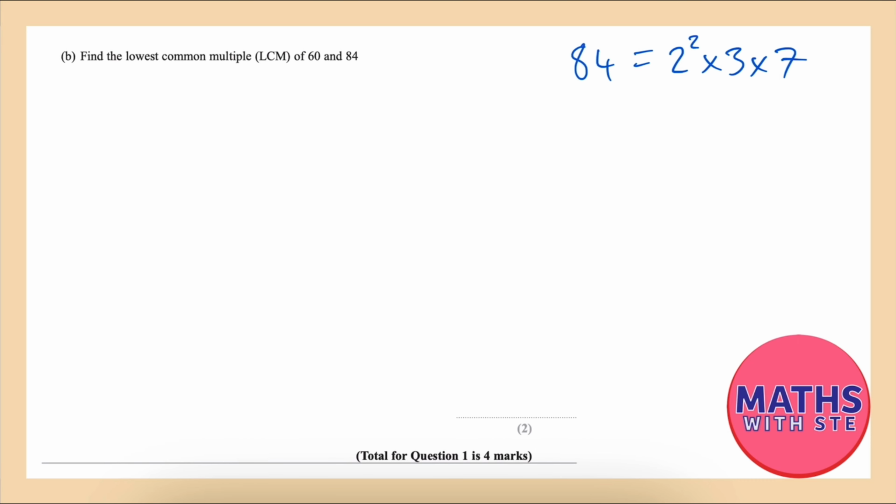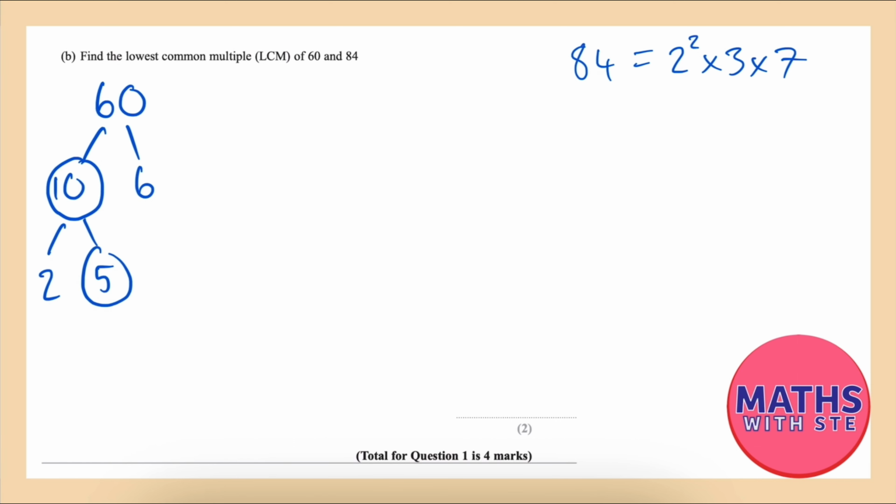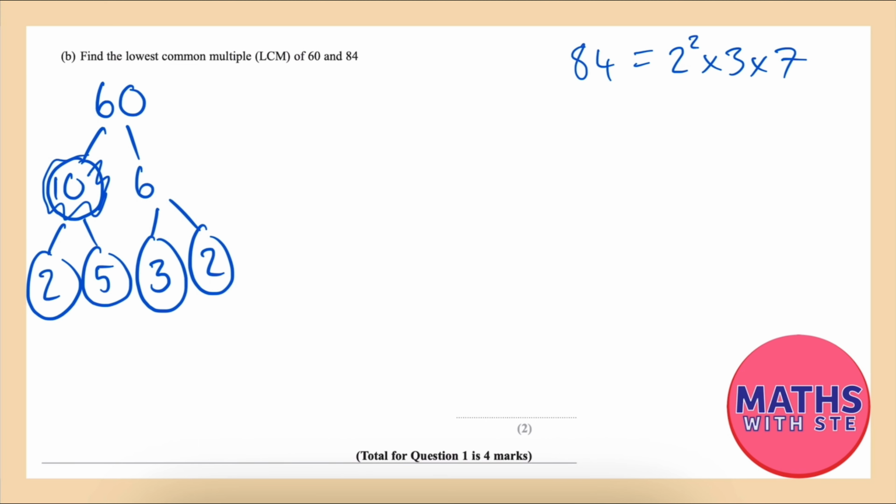Now I'm going to do the same for 60. Over this side, I'm going to go 60, two branches. 60 can be divided by 10, so I'm going to say 60 is 10 times 6. Neither of these are prime numbers. So 10 is 2 and 5, and 3 and 2 make 6, and all of those are prime numbers. So for 60, it's 2 to the power of 2 times 3 times 5.